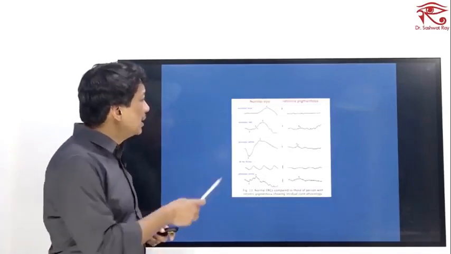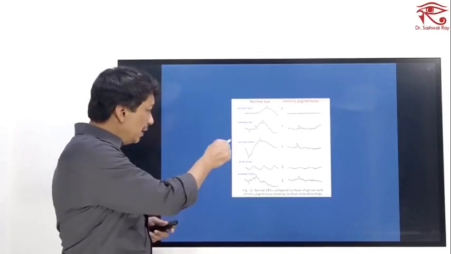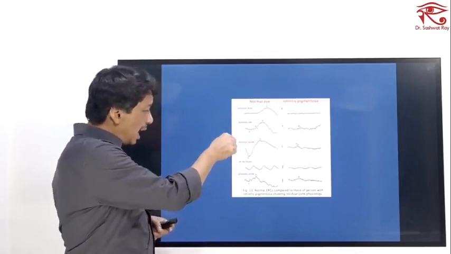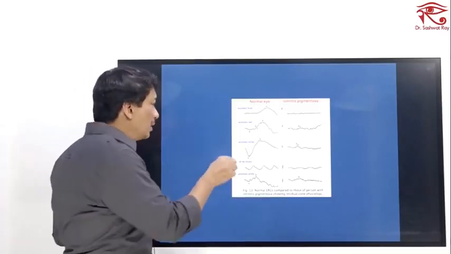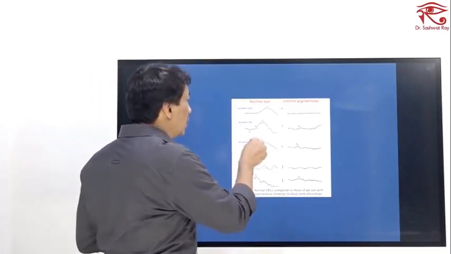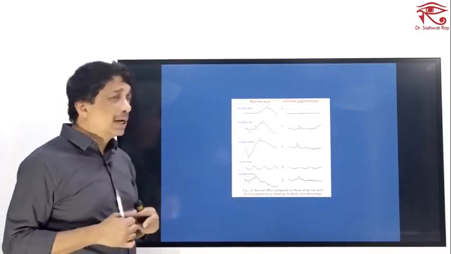You can see that here. See, a normal eye has actually around 2 waves, a negative A wave and a positive B wave. A negative A wave measures the potential difference of the rods and the cones, and the positive B wave measures the potential of the Mueller cells and the bipolar cells. This is how a normal ERG should look.